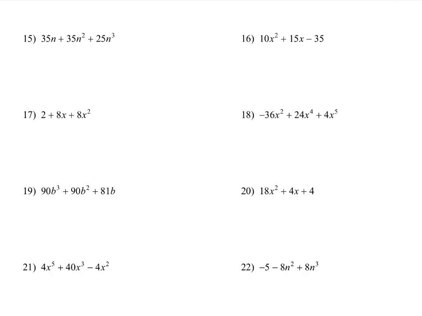What are we at? We have to go up to 30 on this one. Okay. This one, it's looking like 5 is the biggest number that goes into all of those. And there's at least one n in all of them. So you can take all of these, divide by 5n, you'll get 7, and then 7n, and then 5n squared. And that's all factored out.